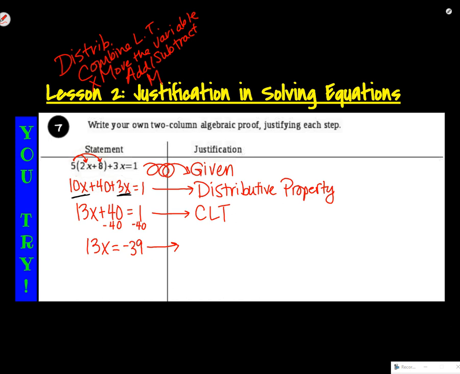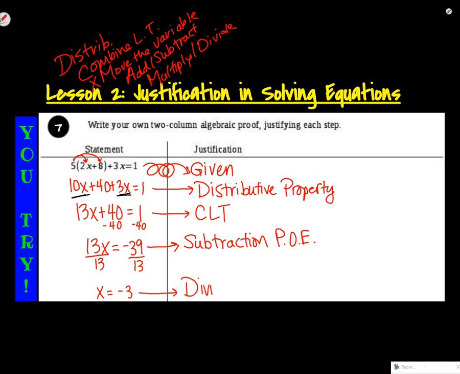So what did I do to get this? 13x equals negative 39. I subtracted, so that's a subtraction, and I subtracted on the same side. Property of equality. All right, I think I got one more. Remember that don't call me after midnight, the last one is multiply, divide. So I've got 13 times x, not a fraction. So I'm going to end up dividing both sides by 13. So x equals -3. So I use the division property of equality.